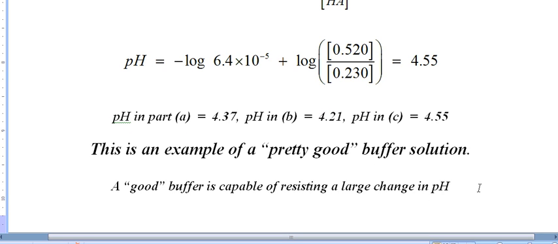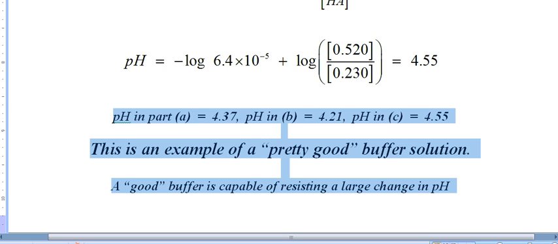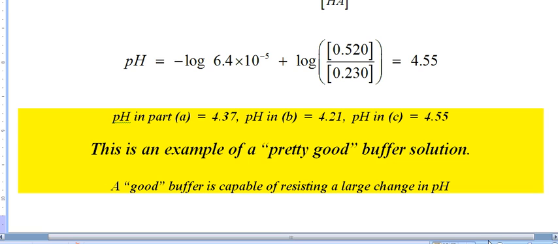Now, coming down here, looking at this, is this a good buffer? In my opinion, the answer is yes. The reason why it's a good buffer is because, again, it resisted a large change in pH. Adding a significant amount of hydroxide to the solution, yes, it did change it by about 0.24, but again, it's still within that nice range. So, this again goes to show how a good buffer works. I hope this helped.